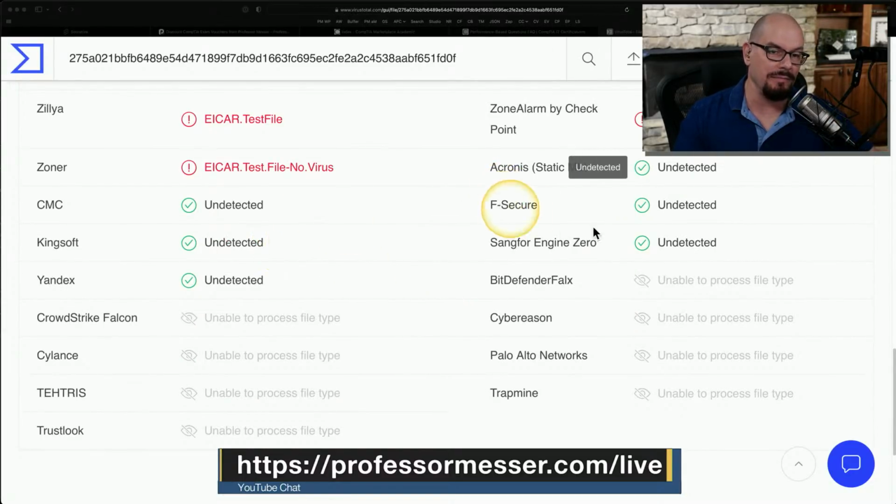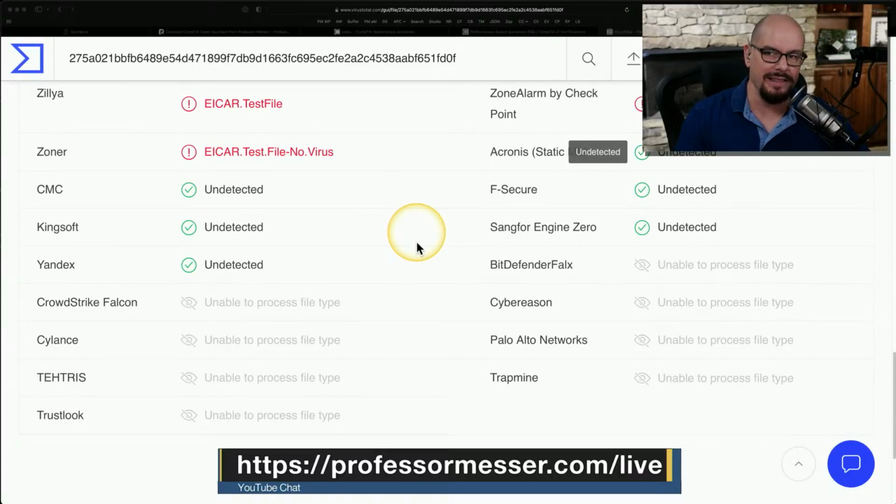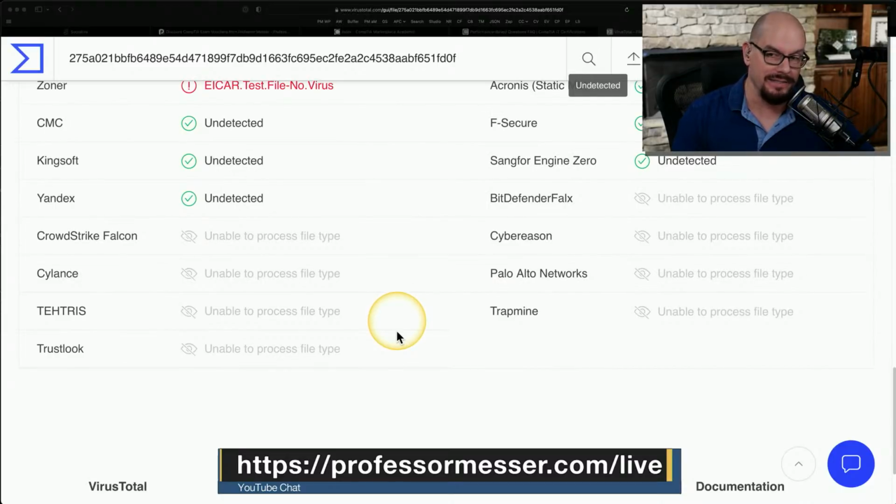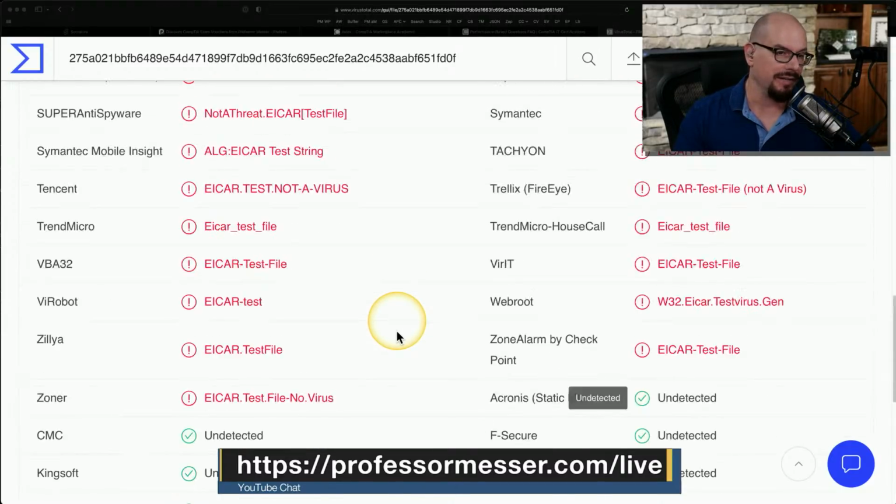It's interesting that some of these came back as undetected. How can F-Secure and Acronis and Yandex and Kingsoft, how can these come back as undetected? Every antivirus is supposed to detect the EICAR file every single time. So it's interesting that they do not show anything there.